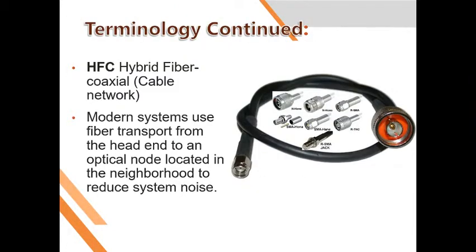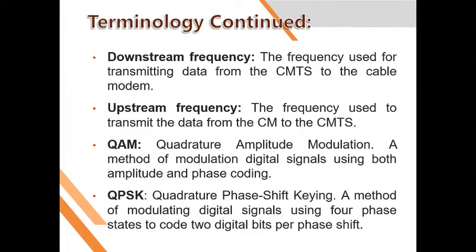HFC, hybrid fiber coaxial. HFC is a type of cable network. Almost all modern systems use HFC to transport data and to reduce noise. Further terminologies include downstream and upstream frequency. The frequency used for transmitting data from the CMTS to the cable modem is downstream, whereas vice versa stands for upstream frequency. The terminologies also include modulation techniques such as QAM, which stands for quadrature amplitude modulation, and QPSK, which stands for quadrature phase shift keying.